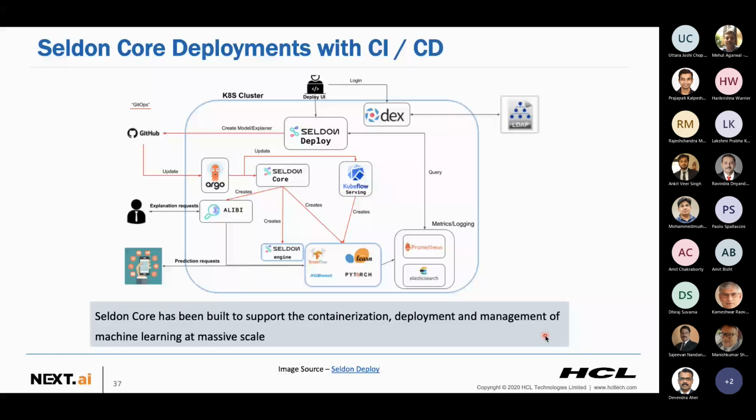So this is a deck on Seldon core deployments with CI and CD. As I mentioned in the architecture diagram, we are using Seldon Core and Seldon Deploy in order to convert a particular ML project into a production-grade REST API. Here we can see how the complete orchestration is maintained using Alibi, Seldon, as well as Kubernetes.